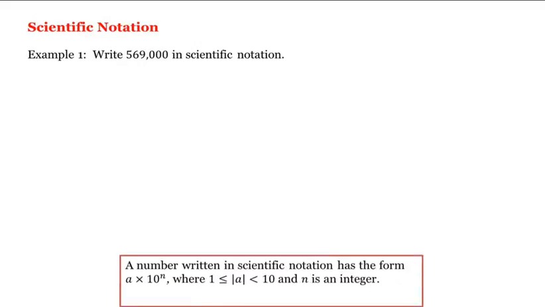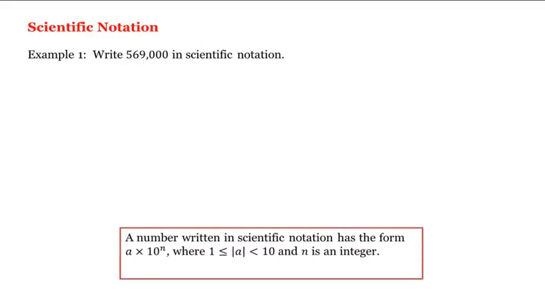Let's look at scientific notation. Scientific notation is a way to express or rewrite a large number or a small number in a concise way. For example, let's write 569,000 in scientific notation. Now, to write a number in scientific notation means the following.